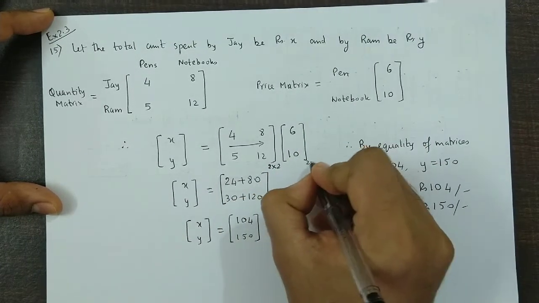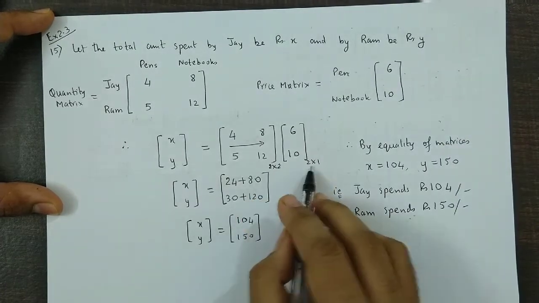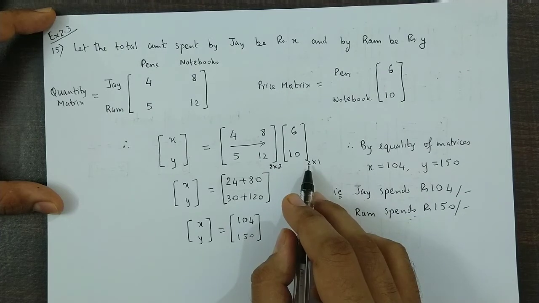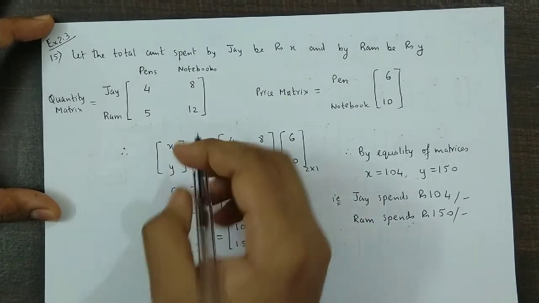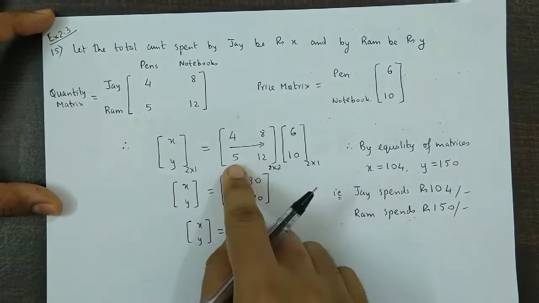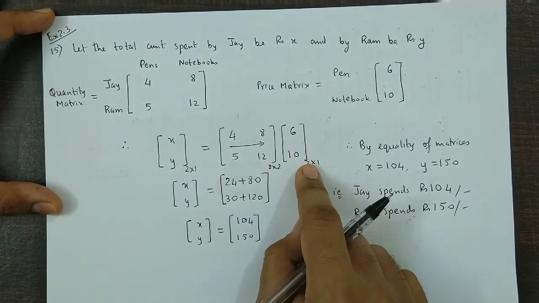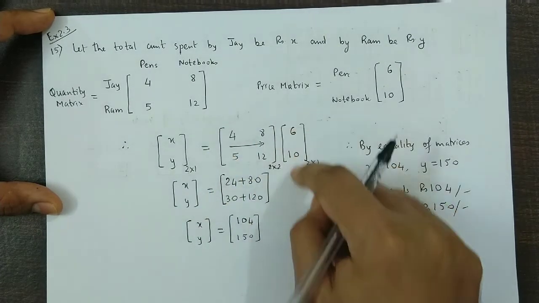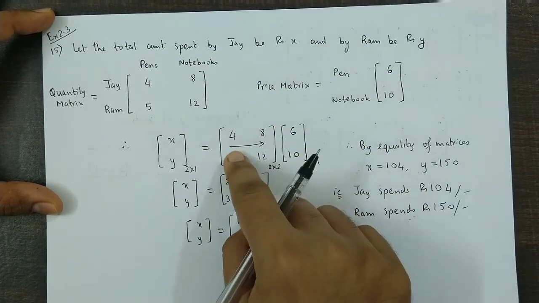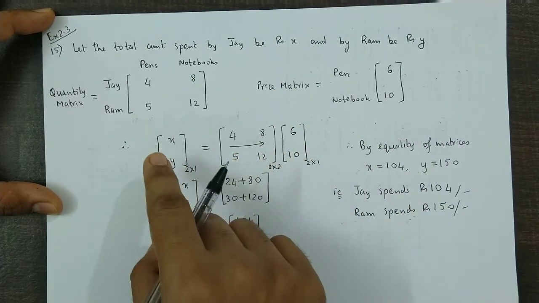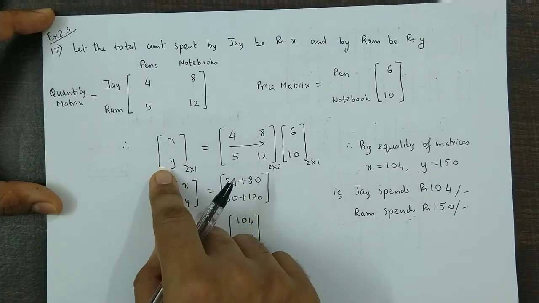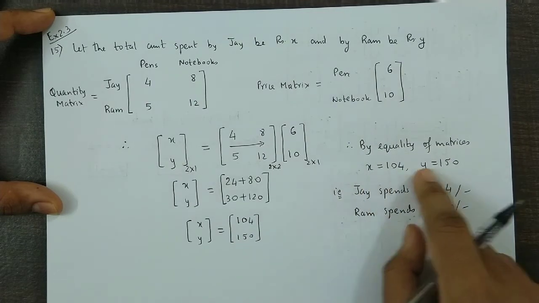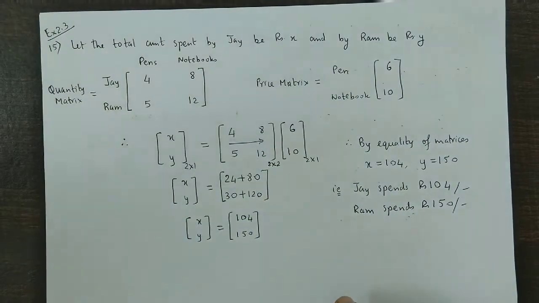Now if you observe over here, this order is 2 cross 2 and the order of this matrix is 2 cross 1. So if we multiply the two matrices, we get a resultant matrix with order 2 cross 1. And see, this is 2 cross 1. That is why we have written the matrix equation in this format. So just perform the matrix multiplication, the quantity matrix multiplied by the rate or the price matrix. Quantity into the rate will give you the total money that each of them has to spend, and then by equality of matrices you get X as 104 and Y as 150.